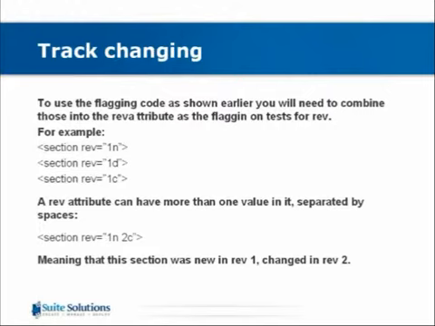If you want to use the flagging code that we showed earlier, using the Ditaval for a flagging code and add the change bars that way, we'd have to combine them into one rev attribute. It's just the rev attribute, because the flagging only tests for rev. It doesn't test for status. So in this case, I've changed it from being status equals new to rev1n, or rev1d for deleted, or rev1c for changed. A rev attribute can theoretically have more than one value in it, separated by spaces. You can say 1n space 2c, meaning that it's new in revision 1 and changed in revision 2.